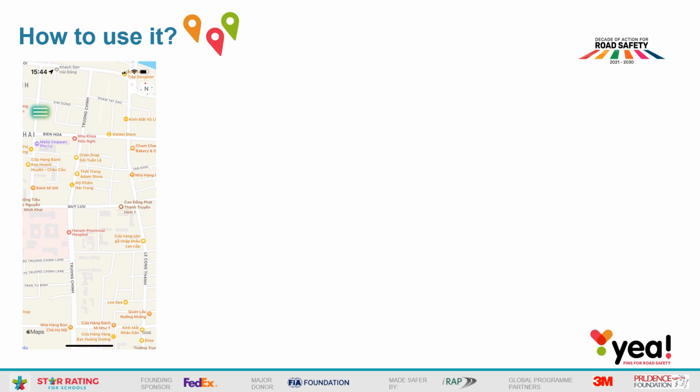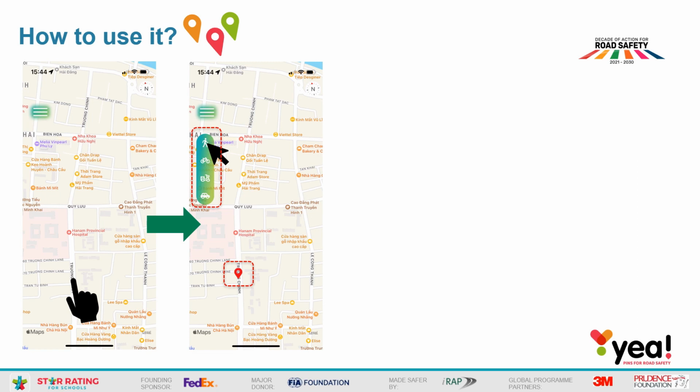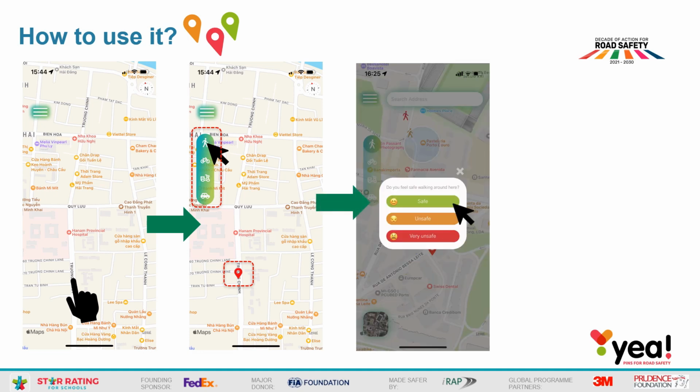Actually, after downloading the app, students only need to open the map and press the screen. When they press the screen, a menu will appear for them to choose the transport mode: pedestrian, bicyclist, motorcyclist, or car occupant. After they select the transport mode, they will have to answer how they feel walking or biking or riding a motorcycle or as a car occupant in that location, if they feel safe, unsafe, or very unsafe.